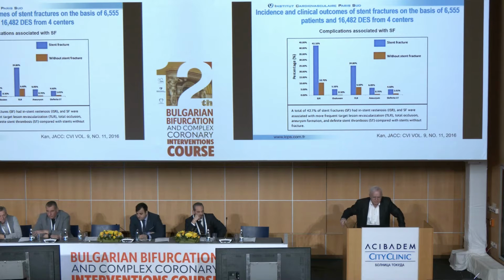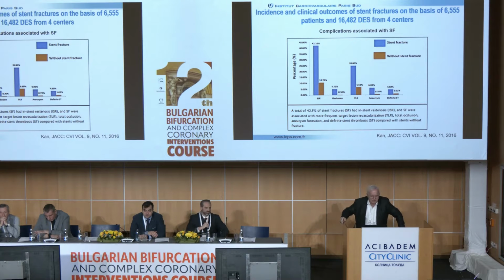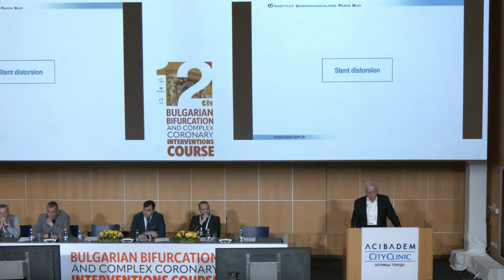Probably, I have not seen recently so many fractures. So maybe this is something of the past. But you have here some data on complications associated with the stent fracture. The first is restenosis. After that, occlusion. After that, TLR, aneurysm, as it was shown, and definite stent thrombosis. Stent distortion.